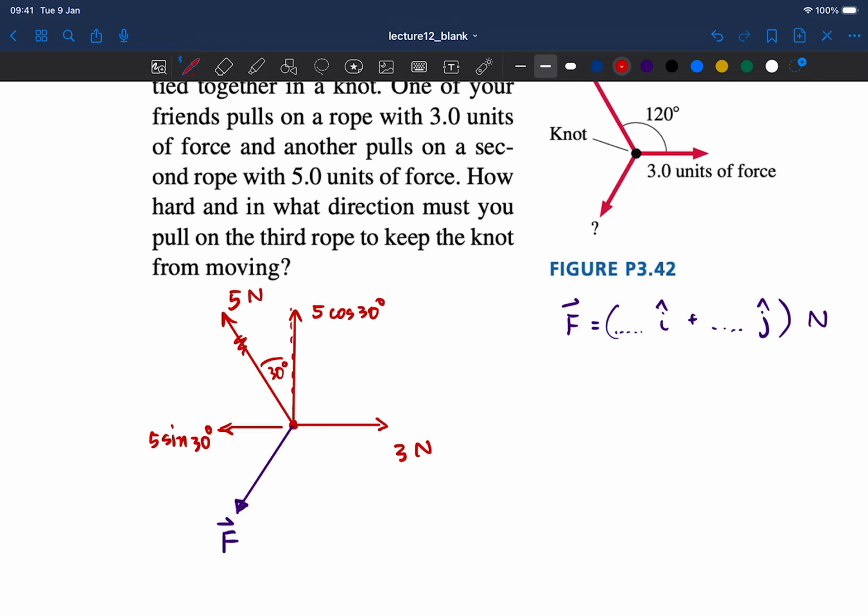Again, notice that the vertical is cosine because of the way that I use the angle. I think it should be quite clear by now. So let's calculate the vertical. The vertical one is 4.33 newtons. And horizontal to the left, sine 30 degrees is just half, so that's equal to 2.5 newtons.